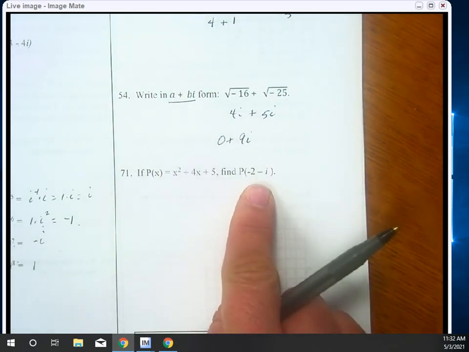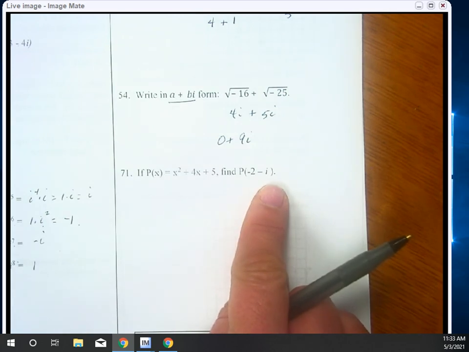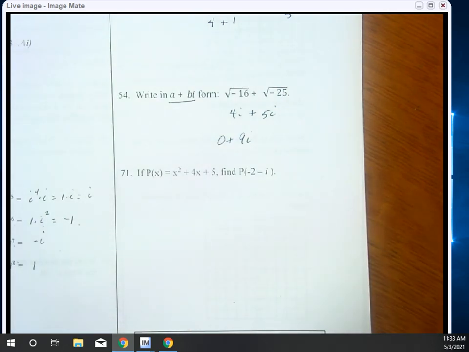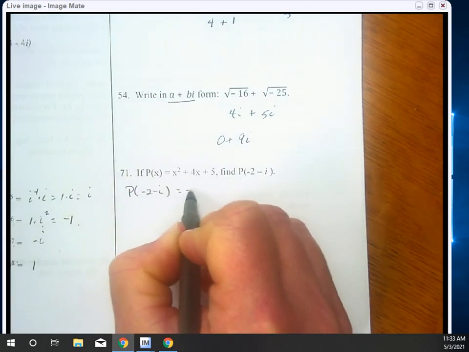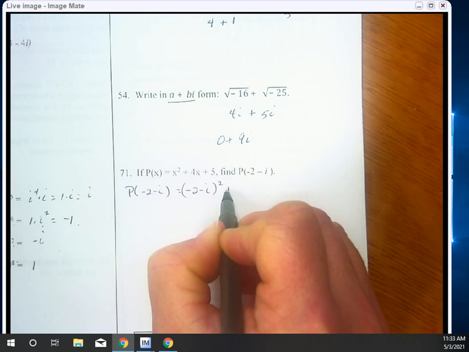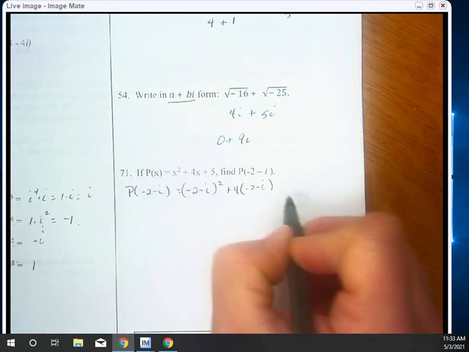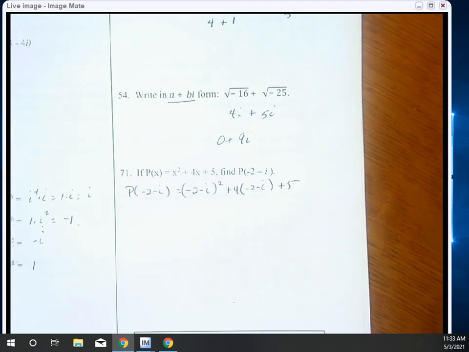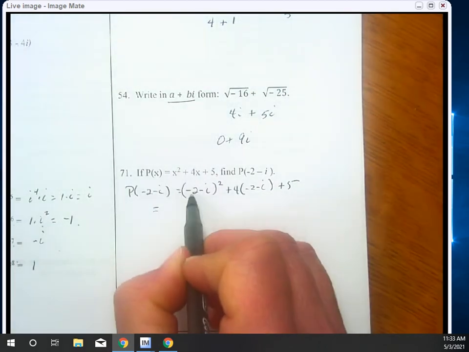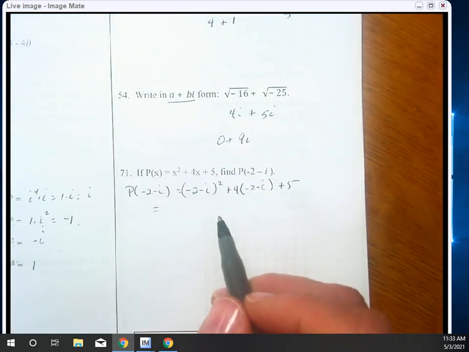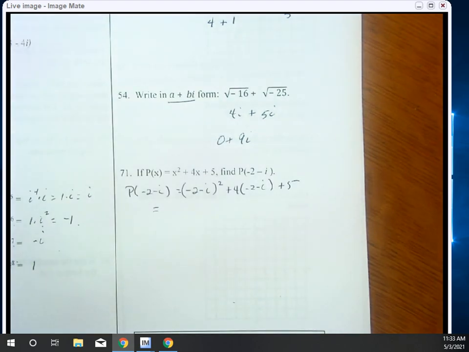So we're going to find p of -2 minus i. Well, this is function notation. And what does that tell me? I replace all of my x's with this thing. So if I want p of -2 minus i: -2 minus i squared plus 4 times -2 minus i plus 5. How would you square the -2 minus i? FOIL it.